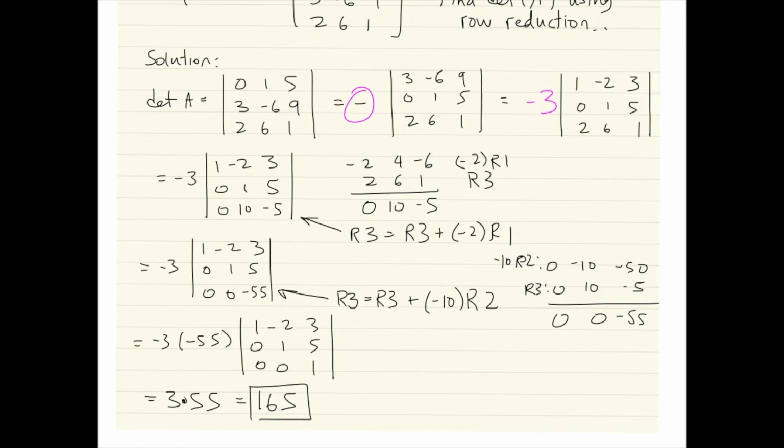And now I have a matrix that's in upper triangular form, namely 1s along the diagonal. And I know that its determinant is just a product, which in this case is 1. And so the determinant is minus 3 times negative 55, and that turns into 165. And so that's the answer.